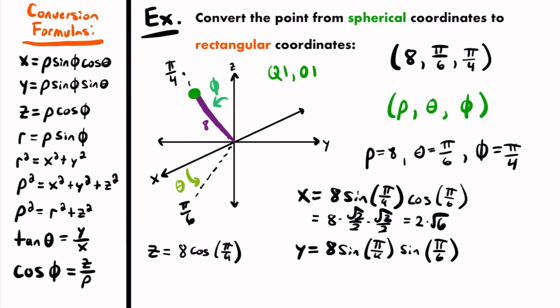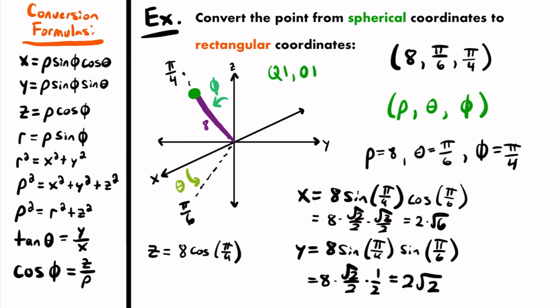Sine of pi divided by 4 is the square root of 2 divided by 2, and sine of pi divided by 6 is 1/2. So this is equal to 8 times the square root of 2 divided by 2 times 1/2. And then once again, 2 times 2 is 4, 8 divided by 4 is 2, and so you'll have 2 times the square root of 2. All right, so that is the y-coordinate.